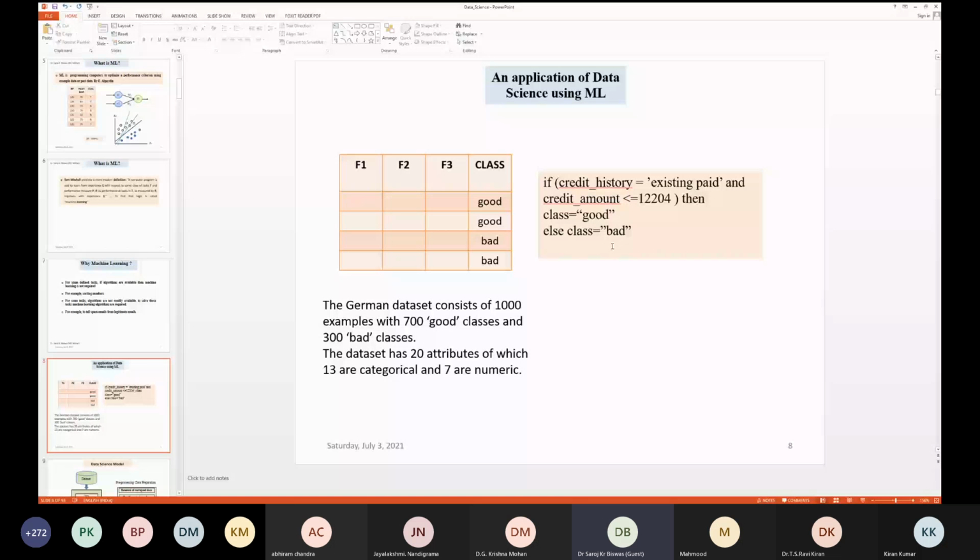It says that if credit history equals existing pay and credit amount is less than or equal to 12,204, then the class is good, meaning he is a good payer. If this is true, then the person will be given the loan. If it is not, then he is a bad payer, meaning the application will be rejected, right? Now, yes, it will work: we found some rules, and based on them some kind of decision can be taken.